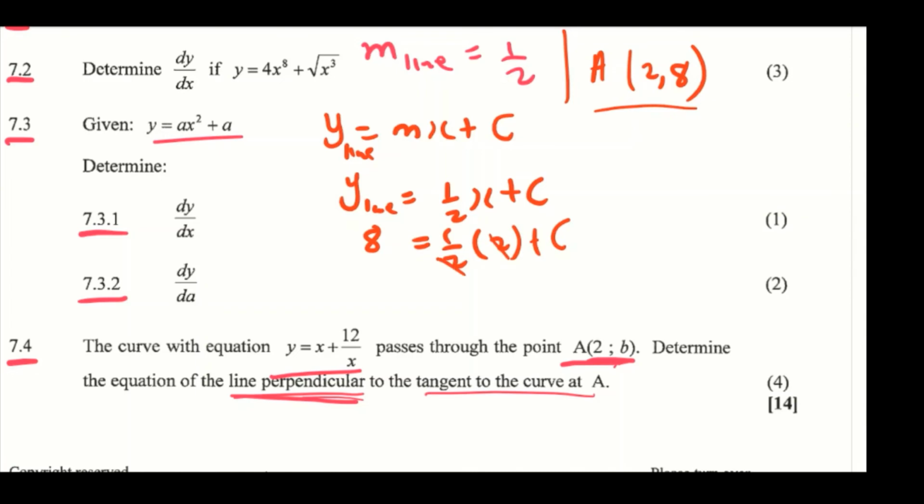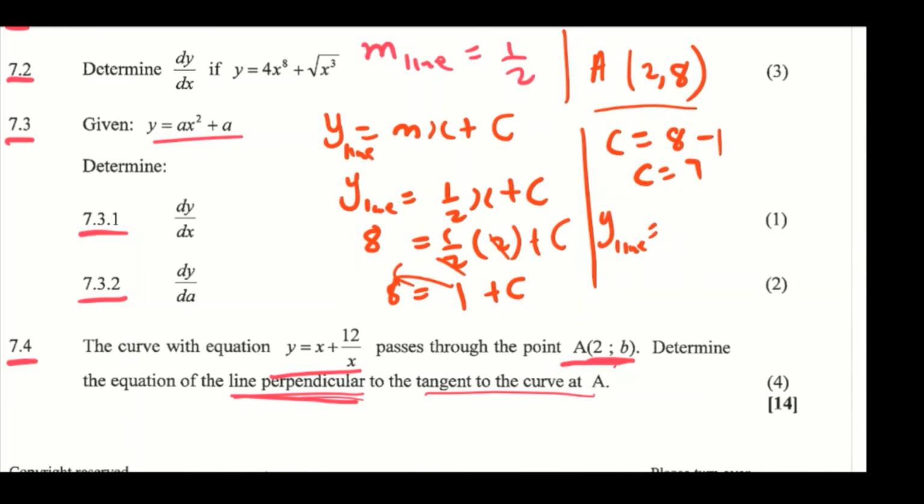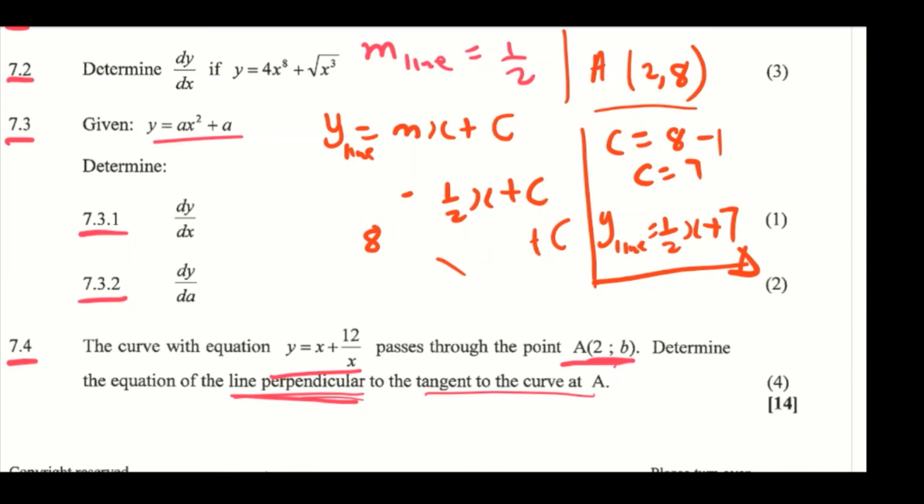So this 2 goes away. We have 8 is equal to 1 plus c. 1 goes to the other side, so c is equal to 8 minus 1. c is equal to 7. So the equation of the line is y equals 1 over 2 x plus 7. So yeah, this is the equation of this line here. Done with this question, off to the next.